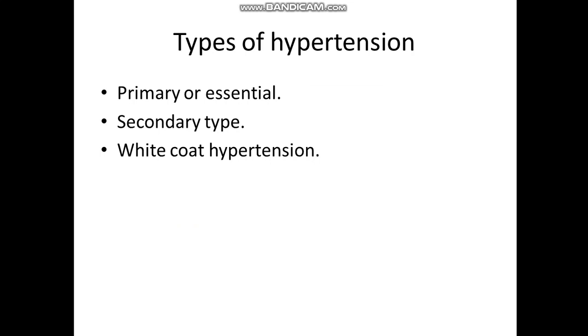Secondary hypertension, or secondary type, means hypertension occurs secondary to certain systemic conditions or other conditions, such as thyrotoxicosis, renal failure, or certain endocrine tumors such as pheochromocytoma. So hypertension may occur secondary to these diseases. White coat hypertension is a descriptive term in which the patient may develop hypertension due to fear and anxiety of the white coat of the physician.